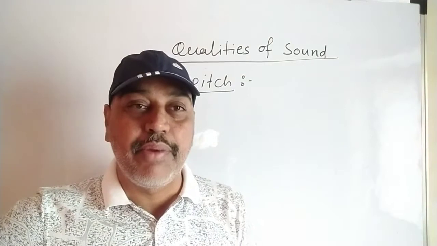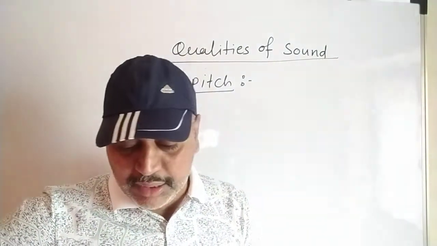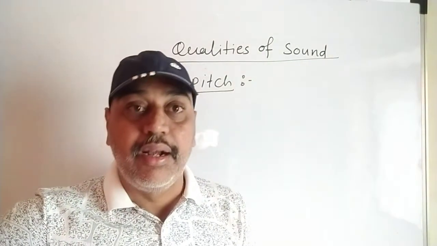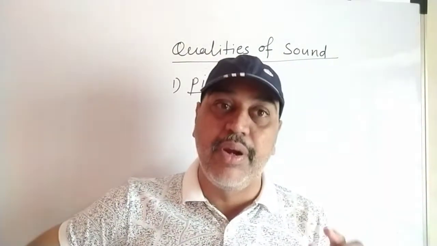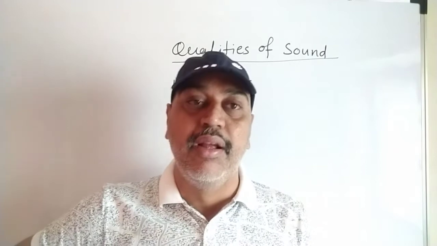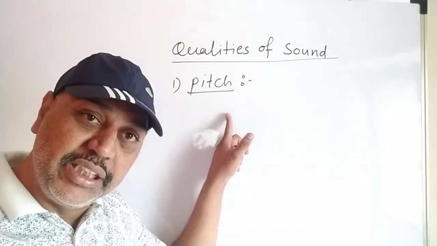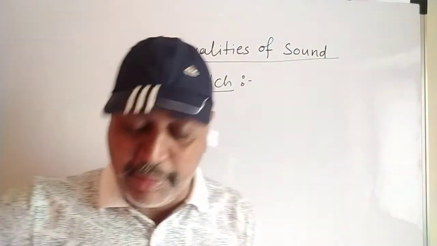Apart from this, if you have a sound system at your home, there is one knob on the sound system called treble. Treble is one of the knobs given on the sound system. If you move that treble, what gets changed? The frequency of the sound gets changed, which means the pitch gets changed. So that is one of the examples they have given.